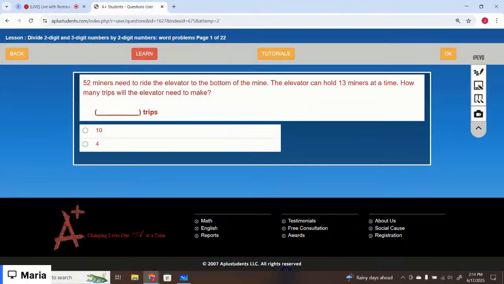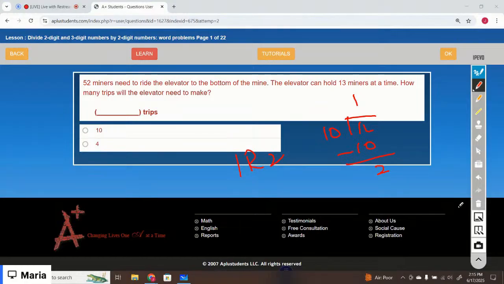Some miners need to ride the elevator at the bottom of the mine. The elevator can hold 13 miners. How many trips will the elevator need to make? So we have to divide 52 by 13, right? So we can go for 52 divided by 13. 13 times 4 is 52. So option number two is the correct option, that is 4.